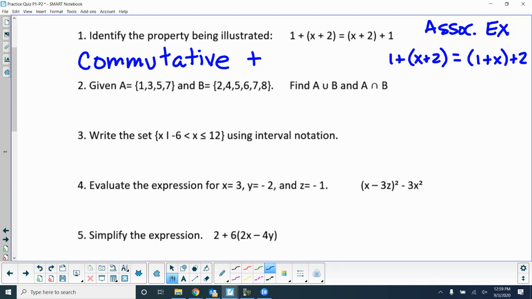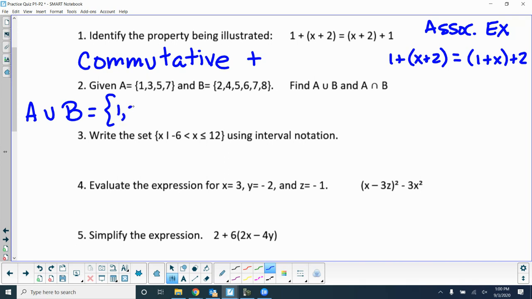Okay? Number 2, I'll give you 2 sets, and I'll have you do one of those 2, I think. I don't think I have you do both on the actual quiz. So I did both for practice just to make sure you knew how to do each one. The U stands for union. That means just put the 2 sets together. So every number you see, you just write down.